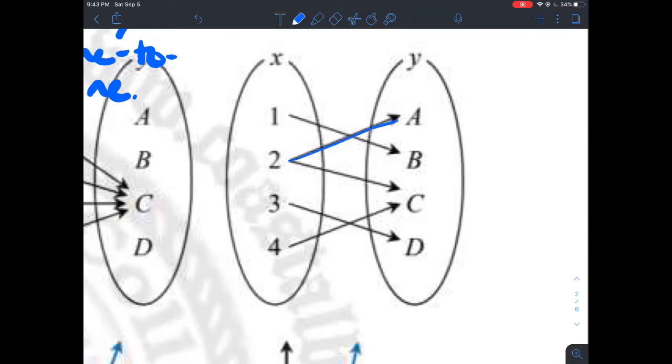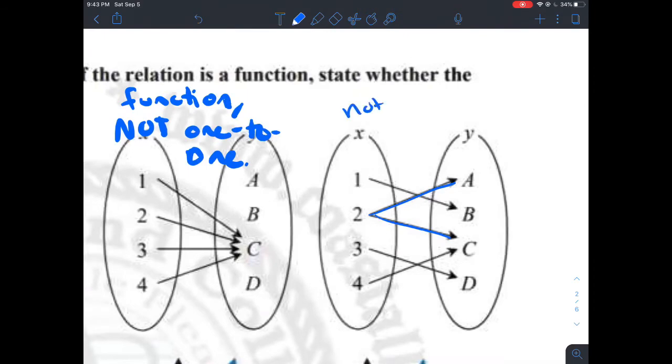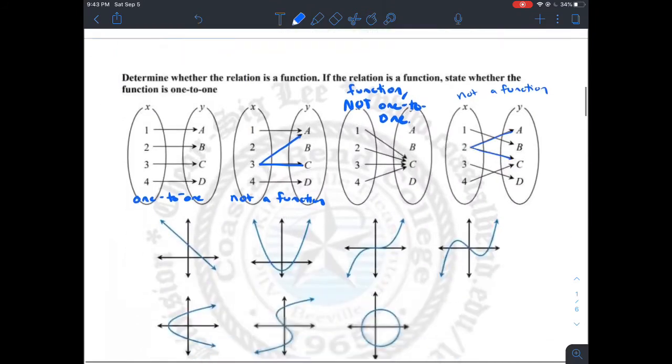All right, next one. Is this one a function? No, it is not. The number 2 repeats. So you would say not a function.